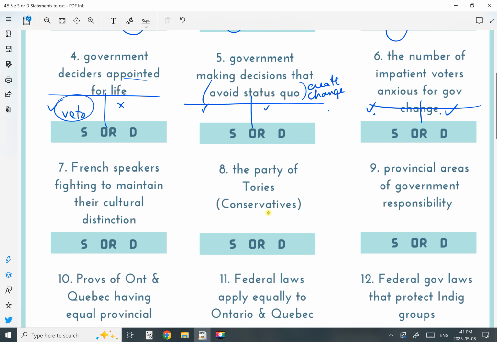Okay, similar, different. French speakers fighting to maintain their cultural distinction. Different? Well, they still do, because the Bloc still runs in the election. This one here is specific to French speakers. So in the past, the French were fighting against assimilation. But they're not trying to assimilate them now, so it'd be different. They're still fighting for it. They are still.